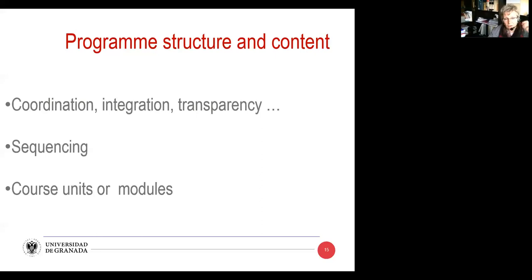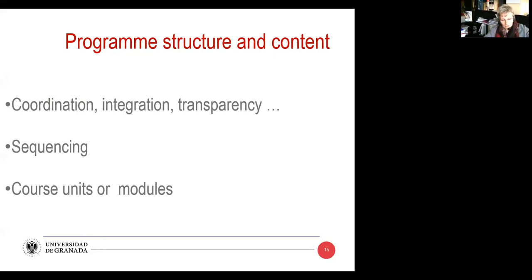Brief words on program structure and content, where the key word would be coordination. Many, many universities suffer from highly compartmentalized programs where there is very little coordination amongst the teaching staff, and the students are the only ones who actually know what's happening right across the board. And that, of course, is not a very good way of putting together a coherent program for them.